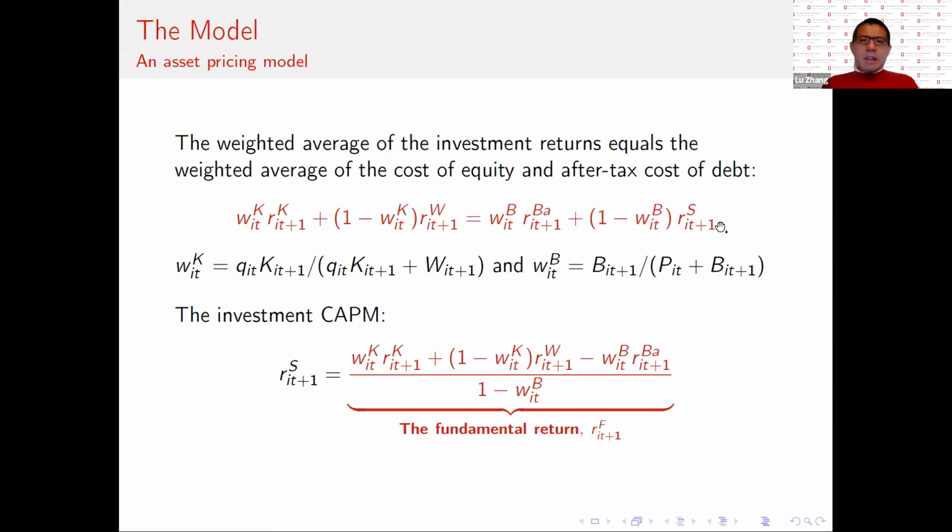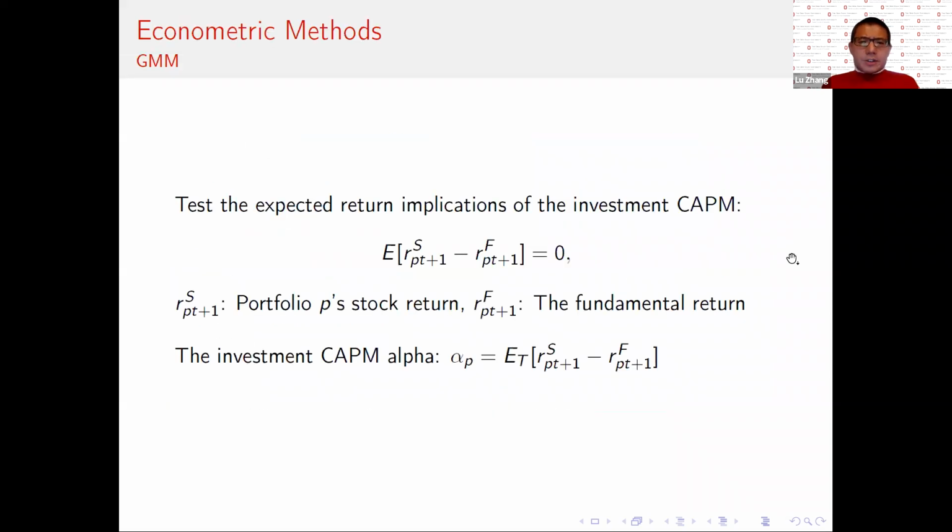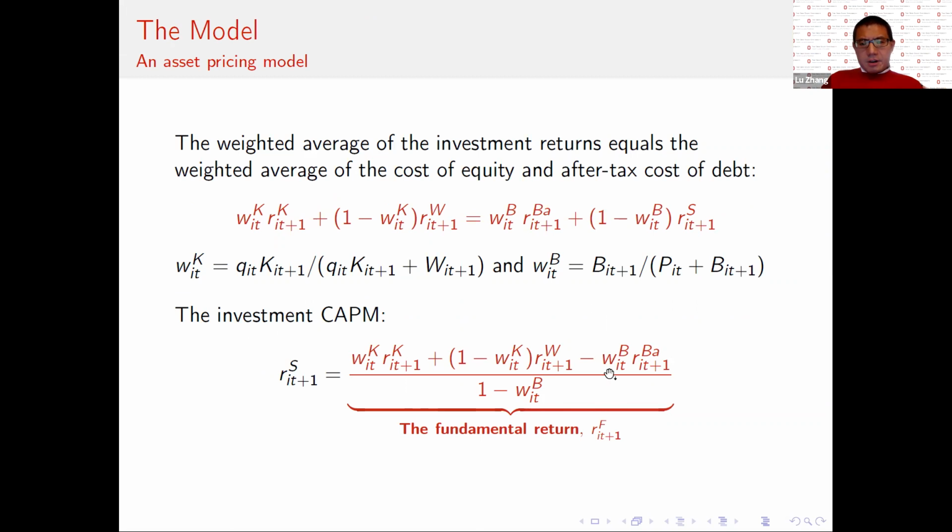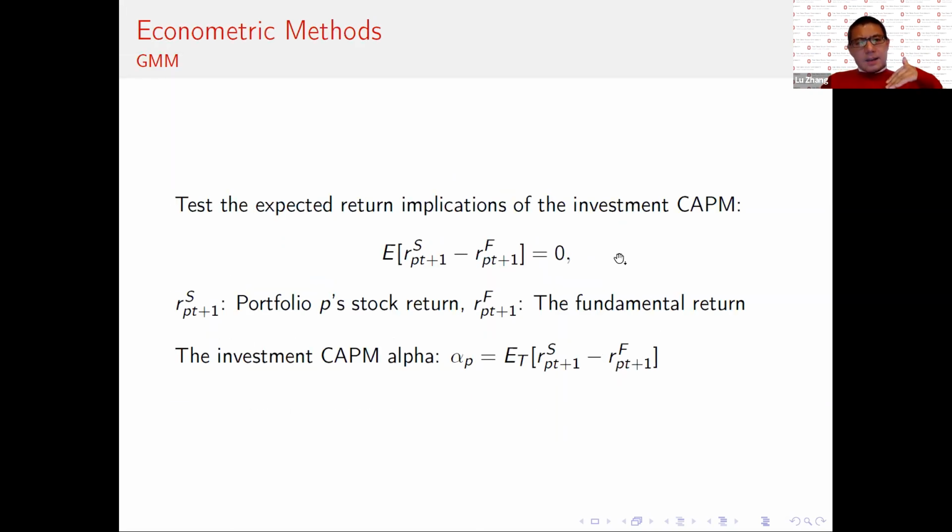All right, so that's the model. Again, this weighted average cost of capital framework extended with the two capital model. Econometric method: we're going to test whether the expected stock return of portfolios equals the expected fundamental return from the model. As I explained in a prior video presentation, we're focusing on the expected return because the cross-section of returns literature is about the cross-section of expected returns, all right?